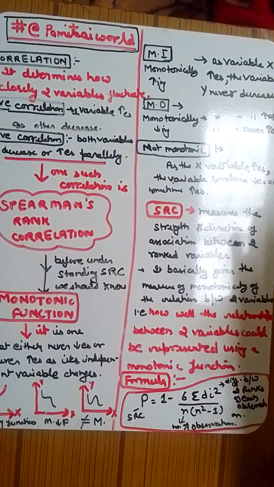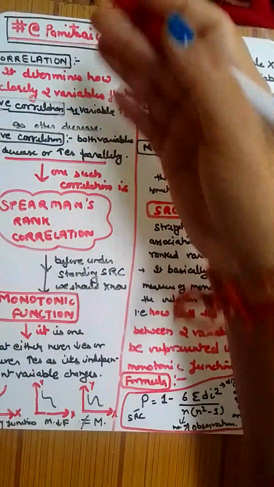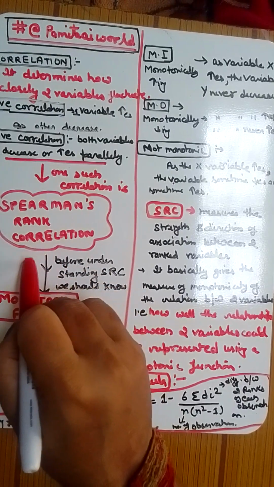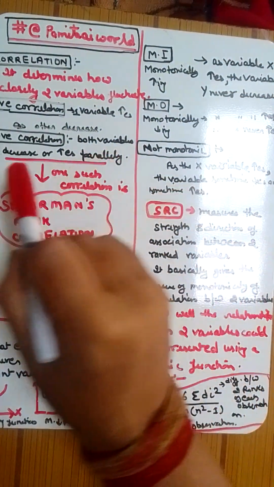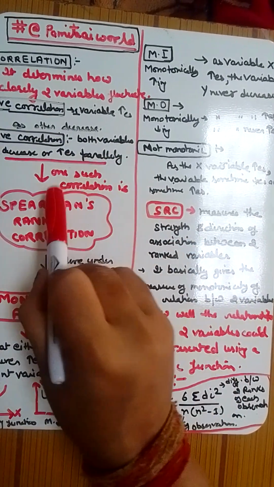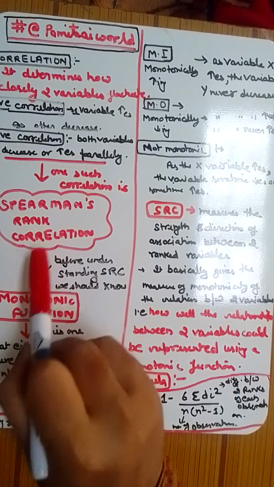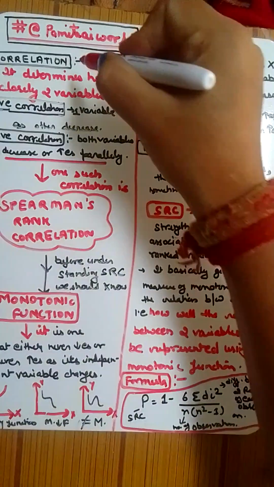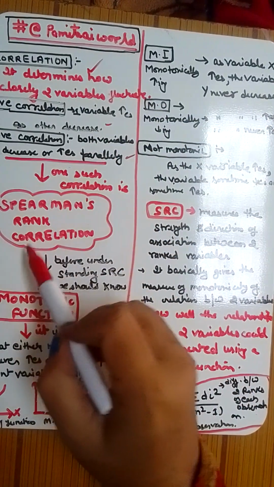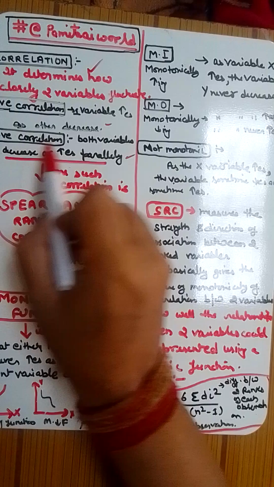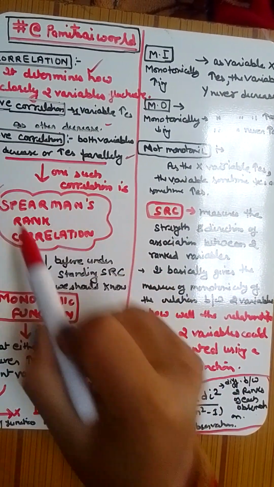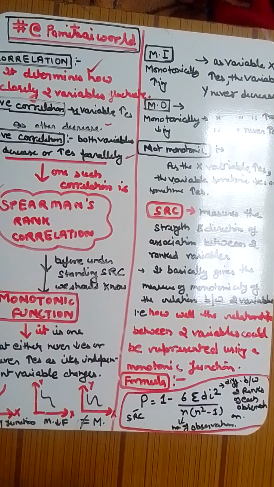Although I have taught you all these things in my previous video, this is just to tell you how Spearman rank correlation is interrelated. One such correlation is Spearman rank correlation. So the correlation definition I have given you here, what is negative correlation, positive correlation, and Spearman rank correlation is related to positive correlation. So what is Spearman rank correlation? Now we'll understand the theoretical part of it.